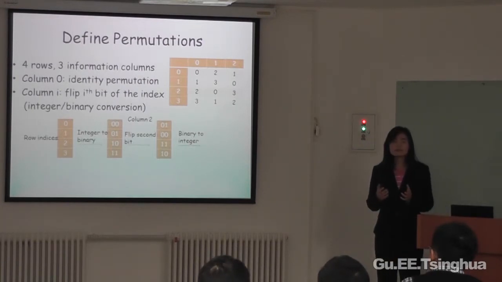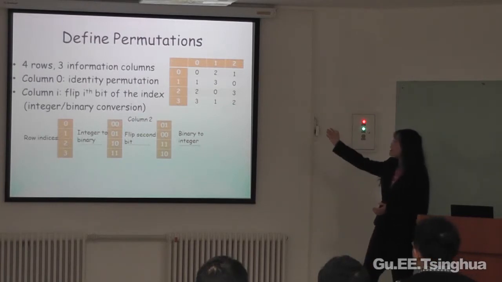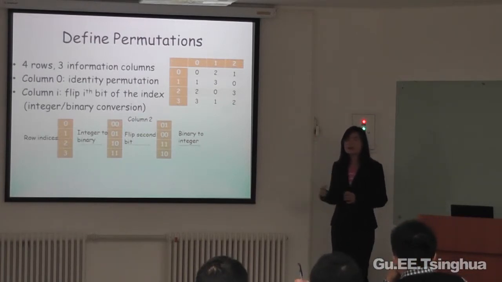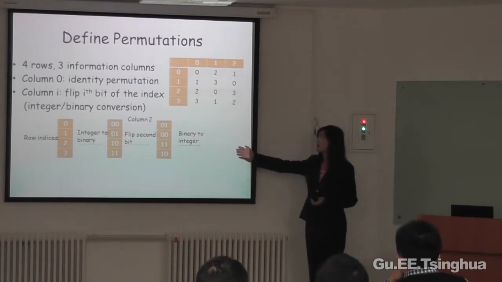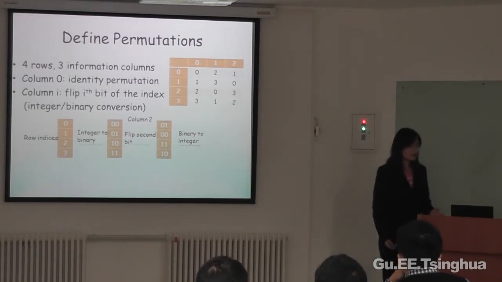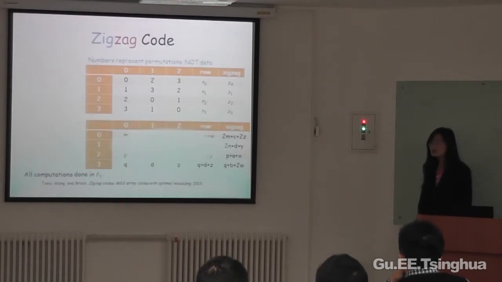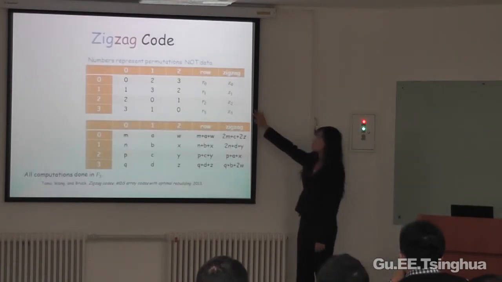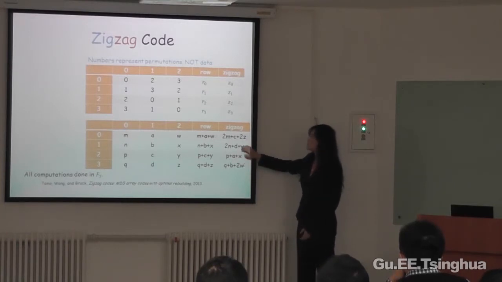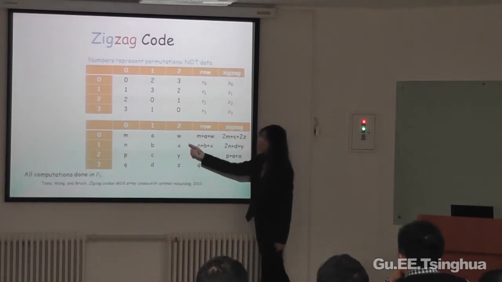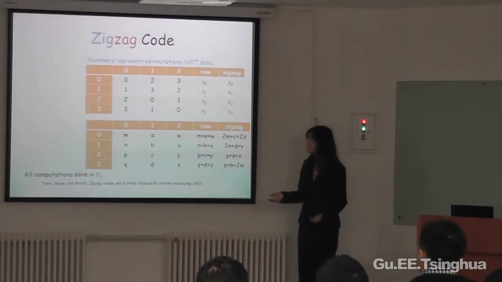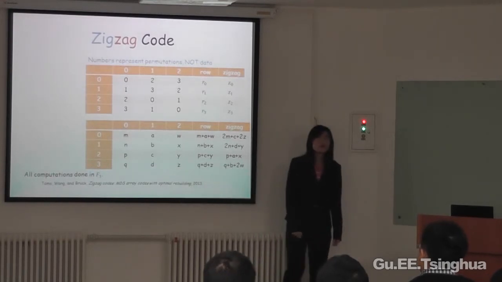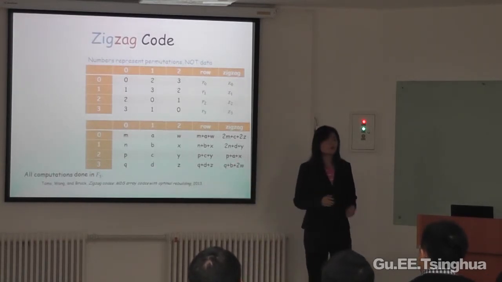So here you can see that among all the 4 factorial, which is 24, I use only 3 of the permutations. And they have a very special structure that actually depends on the binary representation of integers. So here is our code. On the top table, we have the zigzags. Here we'll show the actual content. Each symbol is some value from a finite field, and actually we use a finite field of size 3. So every symbol here is either 0 or 1 or 2.